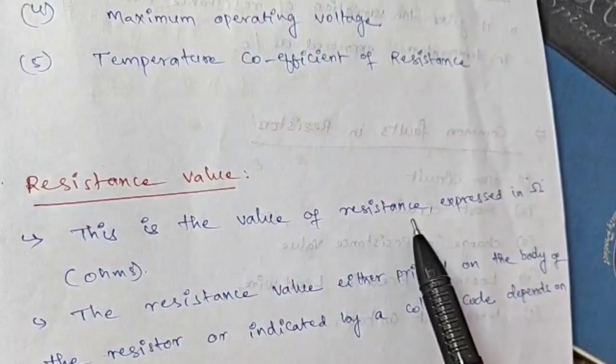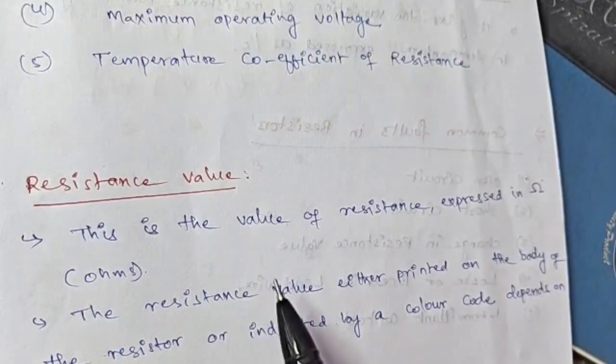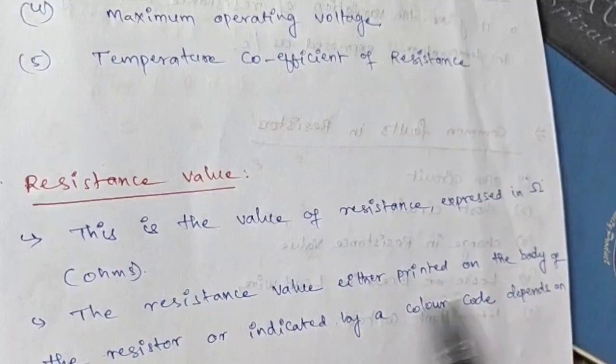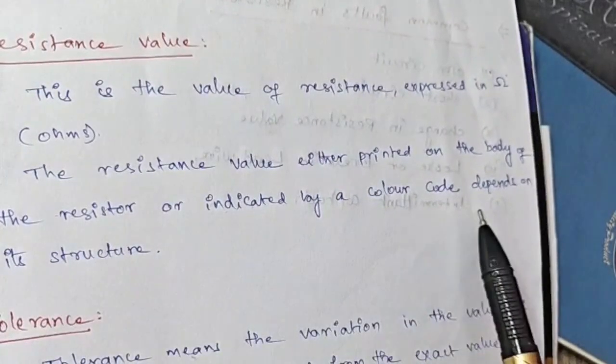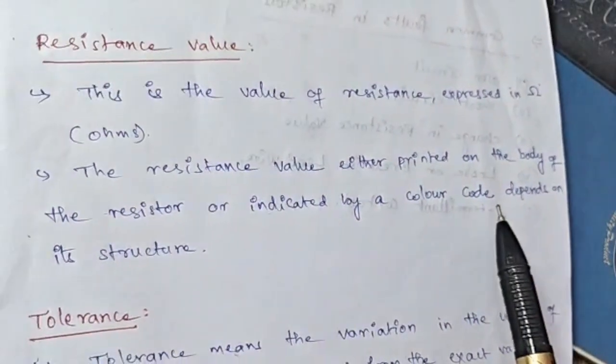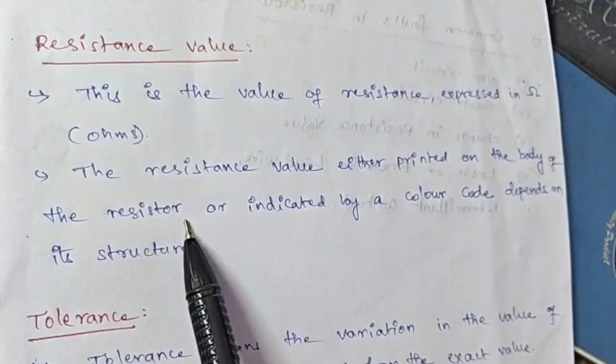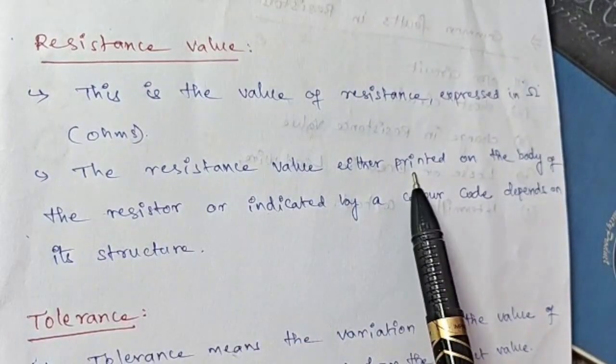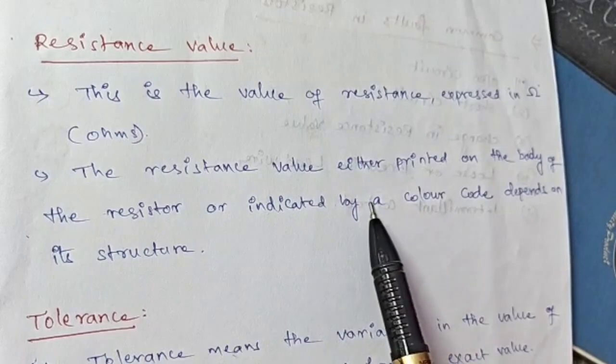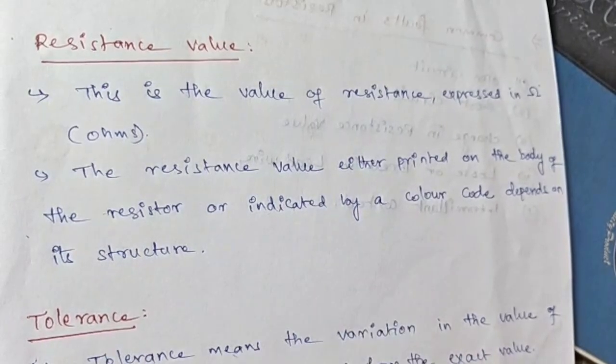Normally the value of resistance is expressed in ohms, and this value is either printed on the body of the resistor or indicated by a color code, depending on its structure.